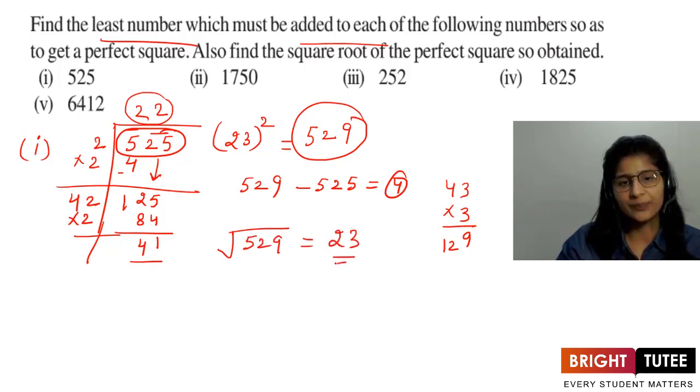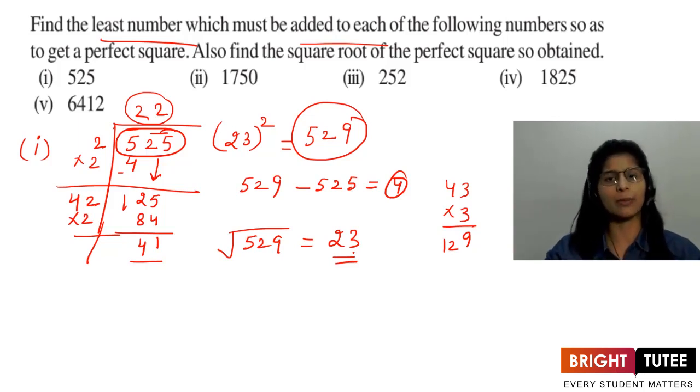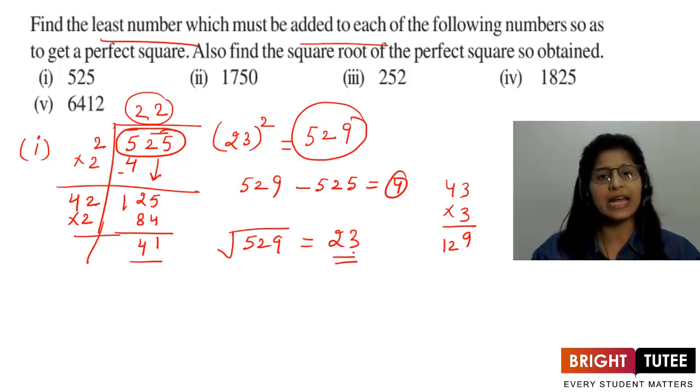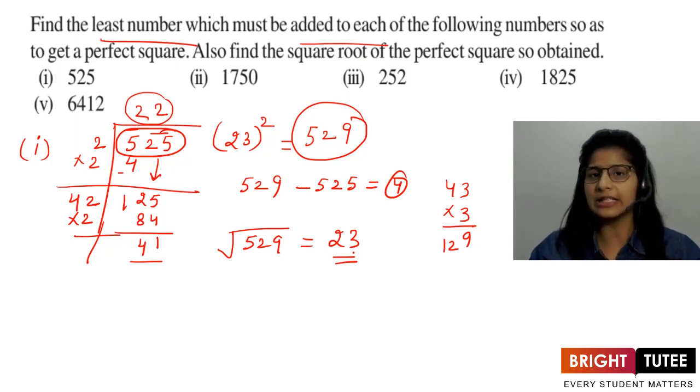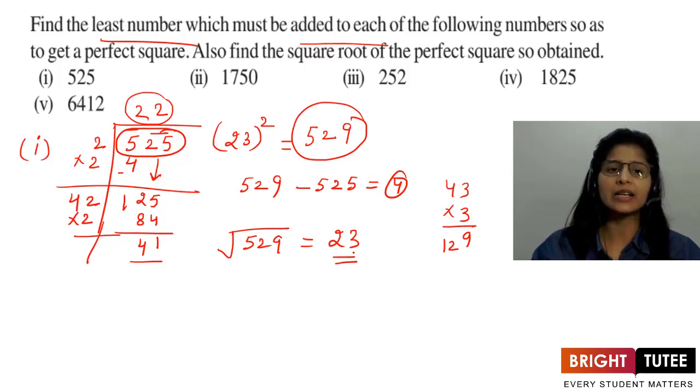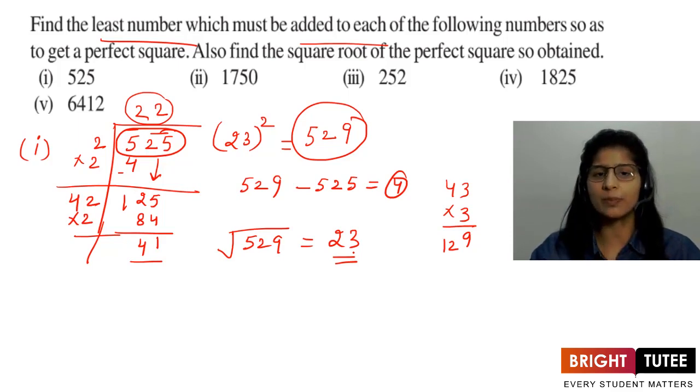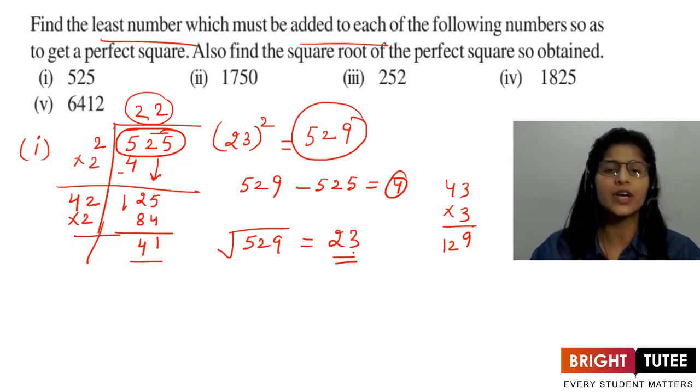It is 23. So whenever a question comes where you have to add something to the number, you just have to see the quotient, right? Whatever quotient you are getting after long division, take the next number. Here it was 22, I took the next number as 23, square it, and from whatever answer you get, subtract your dividend. Whatever answer we get, that number is to be added to 525 so that it becomes a perfect square.